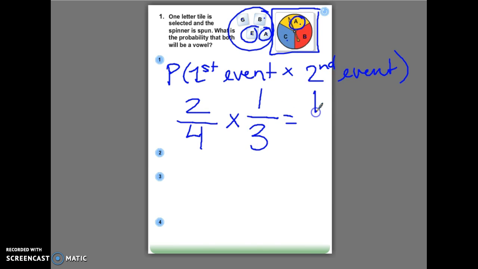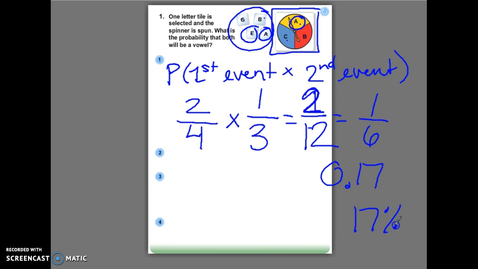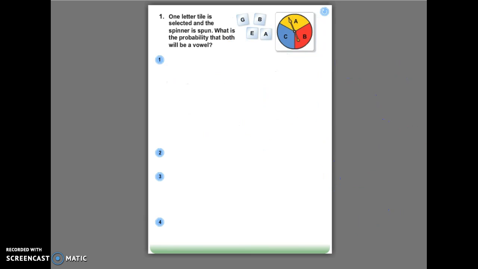2 times 1 is 2. 4 times 3 is 12. And that reduces to 1/6, my decimal, and my percent. So we got the same answer, we just did it a different way. If you like to draw tree diagrams, you can do it that way. I would know that you're going to multiply because in some of these situations that I talked about, we're not going to want to draw out tree diagrams. So let's go to example 2 in our book.